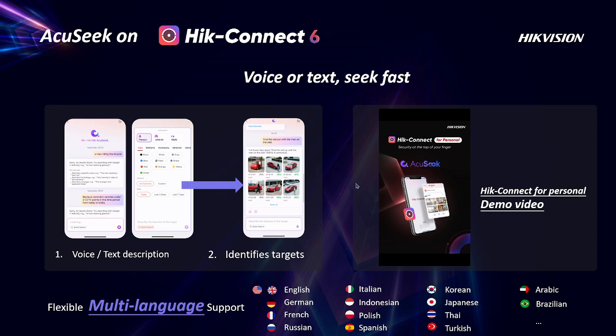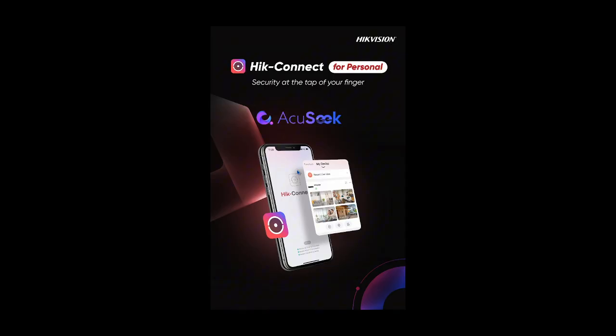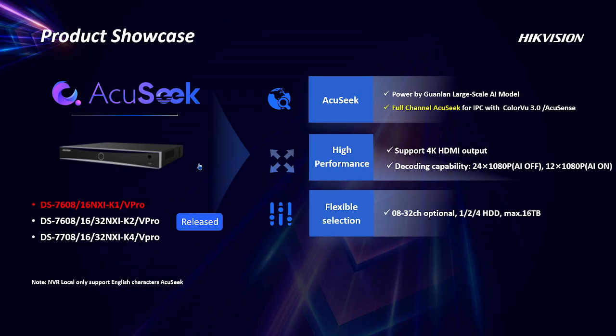Okay, then you have this. So you can just use HIK Connect. You all know what HIK Connect is. HIK Connect is the mobile app that HIKVISION gives for the site. Then you add your NVR to it, and take note of the NVRs that support AccuSeek. We have the V Pro NVRs and the high NDP in mind NVRs.